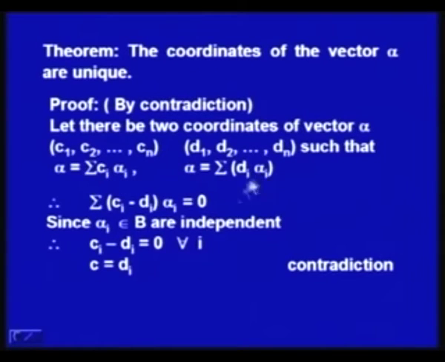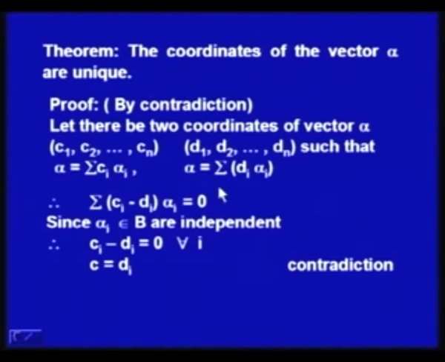Since they are equal, we can equate them, and simplifying gives summation (c_i minus d_i) alpha_i is equal to 0. Since the alpha_i belonging to B are independent vectors because they form a basis, these coefficients must be 0. That is why c_i minus d_i is equal to 0 for all values of i, and this gives c_i is equal to d_i, which is a contradiction, and hence there is a unique representation.